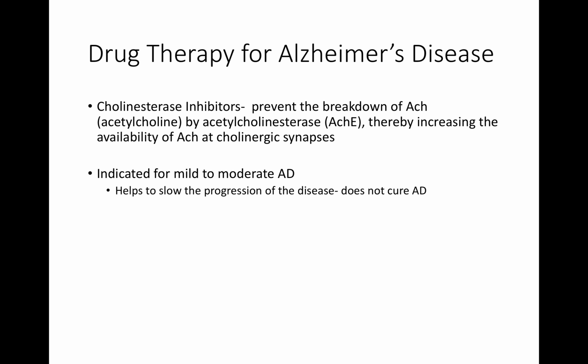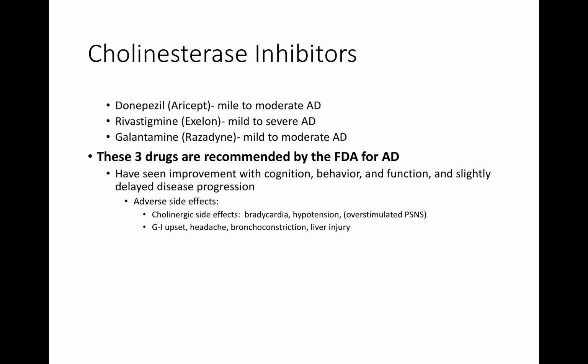Indicated for mild to moderate Alzheimer's disease, it helps to slow the progression of the disease. There's really no cure for Alzheimer's, but we can try to manage it. So our cholinesterase inhibitors, what do those look like? We've got our Aricept, Exelon, and Razadyne, which you can see are all used for mild to moderate Alzheimer's. These three drugs are recommended by our Federal Drug Administration for Alzheimer's disease. They've seen improvement with cognition, that's how we think, behavior and function, and slightly delayed disease progression.